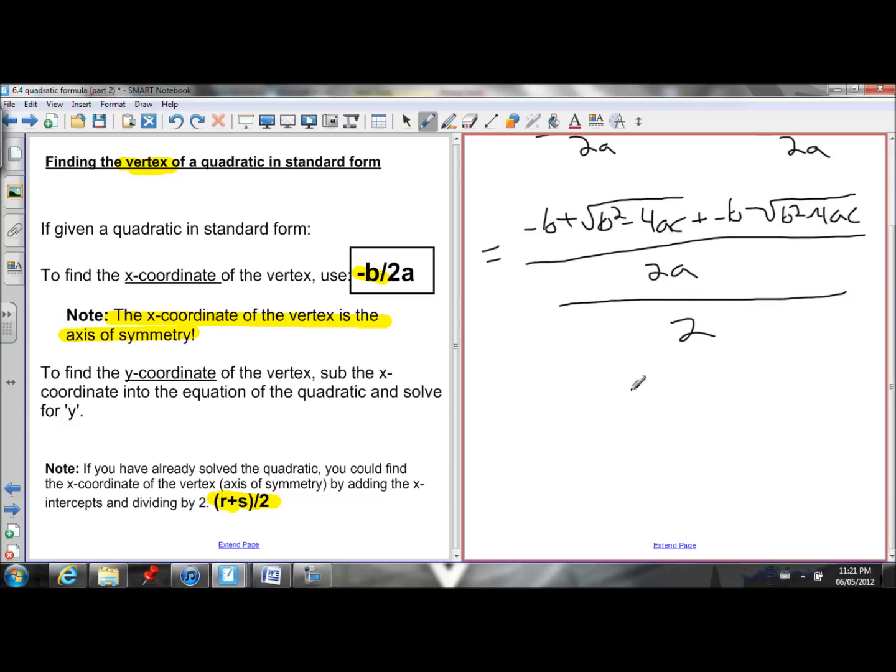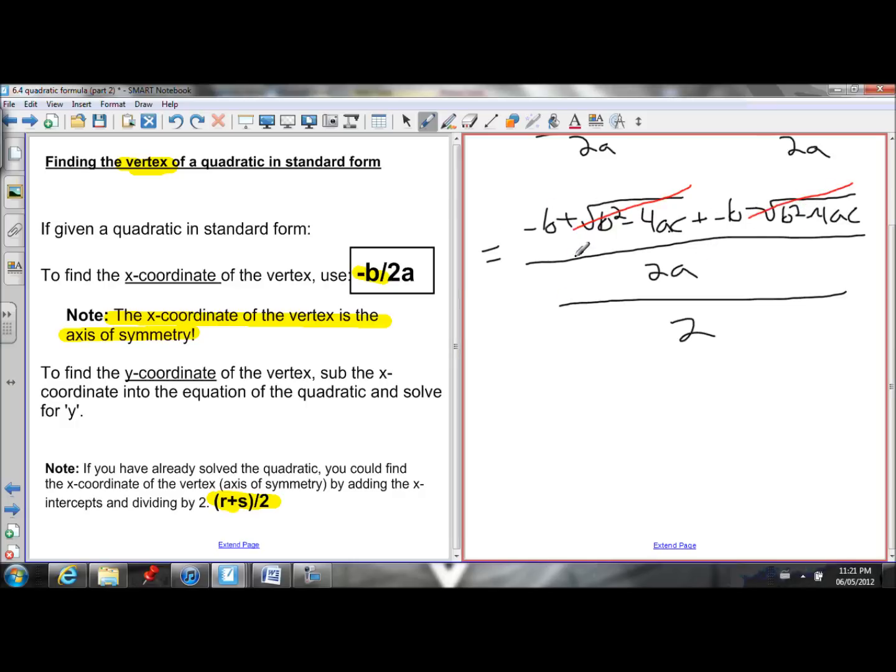Okay? Now, let's look at what happens. I have a positive square root of b squared minus 4ac and a negative square root of b squared minus 4ac. I love it when that happens, when something so big is going to cancel out. So those cancel. I have one that's positive, one that's negative, they cancel. Just like if I had a positive one and a negative one, they'd cancel.